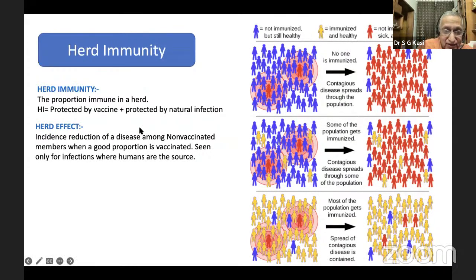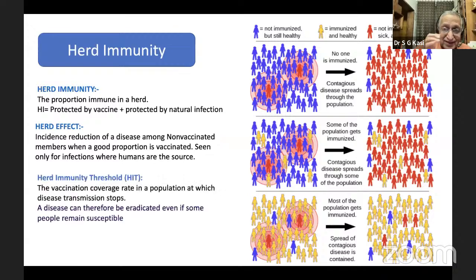Herd effect is the reduction of disease among non-vaccinated members when a good proportion of the population is vaccinated. And this is seen only in infections which have a human to human spread and not where there is a zoonotic spread. Okay. Often these two terms are used interchangeably, but there are, again, I said, differences between herd immunity and herd effect. The next thing you need to understand is what is herd immunity threshold.